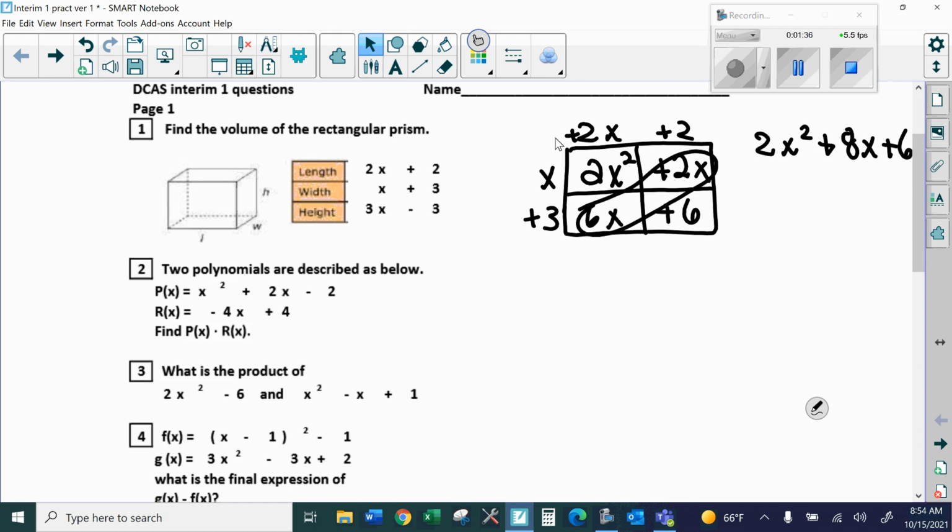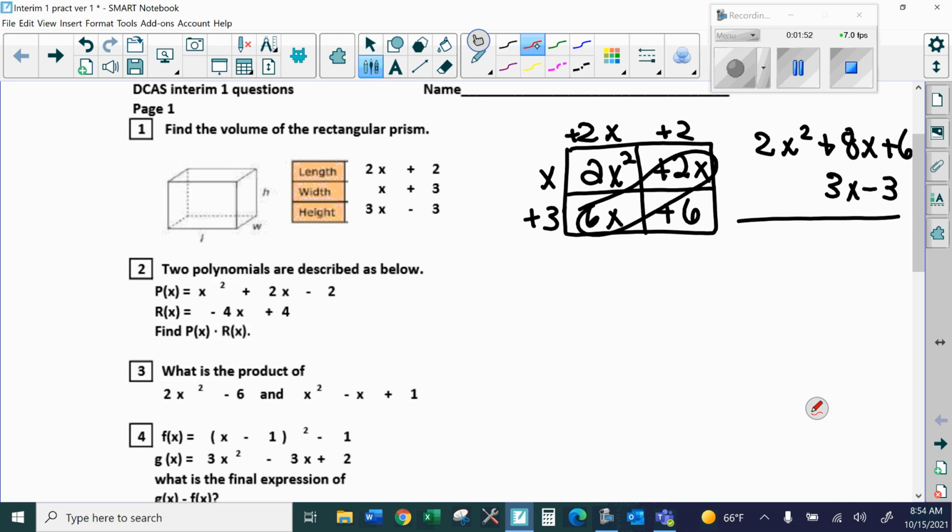Okay, now I need to multiply that by the 3x minus 3. So I'm going to do this one with the vertical method. So we've done, and you'll have seen both methods. You can choose which method you like to do. Okay, so let's change the colors here. Negative 3 times 6 is negative 18. Negative 3 times positive 8x is negative 24x. And negative 3 times 2x squared is negative 6x squared.